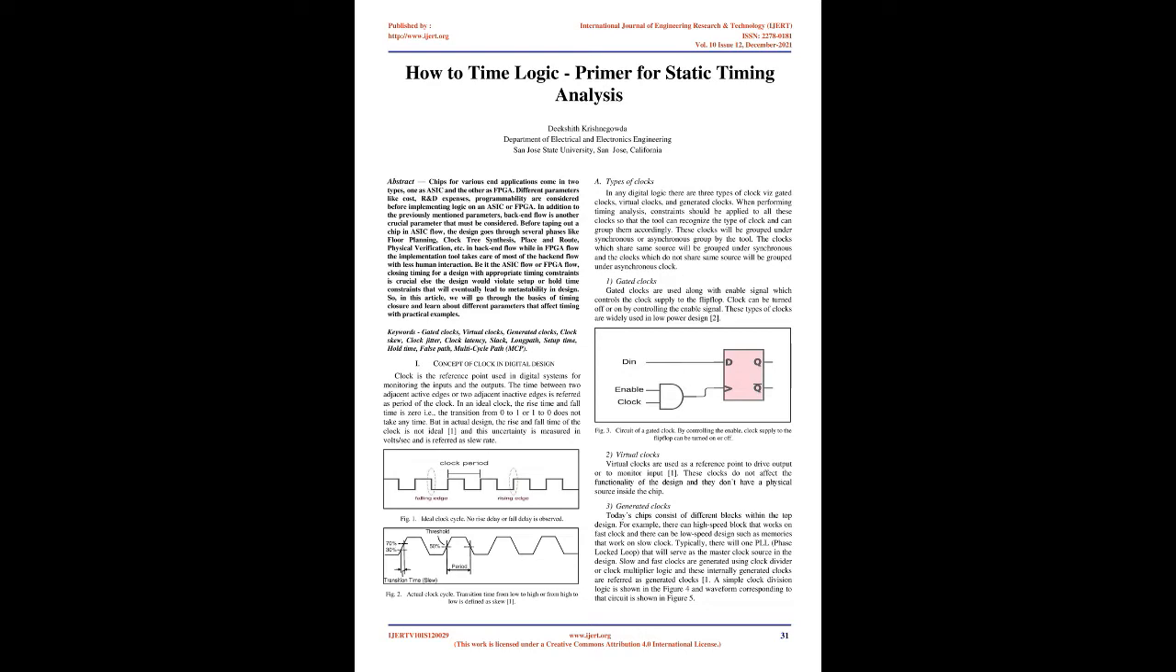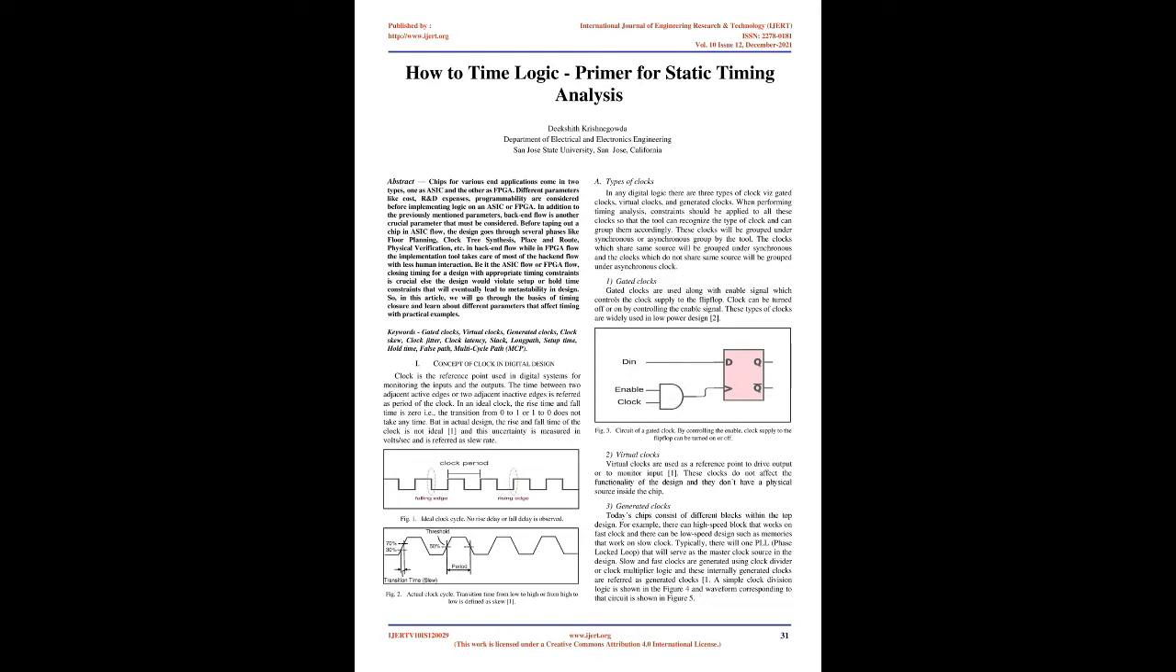Types of clocks. In any digital logic there are three types of clock, viz. gated clocks, virtual clocks, and generated clocks. When performing timing analysis, constraints should be applied to all these clocks so that the tool can recognize the type of clock and can group them accordingly. These clocks will be grouped under synchronous or asynchronous group by the tool. The clocks which share same source will be grouped under synchronous, and the clocks which do not share same source will be grouped under asynchronous clock.